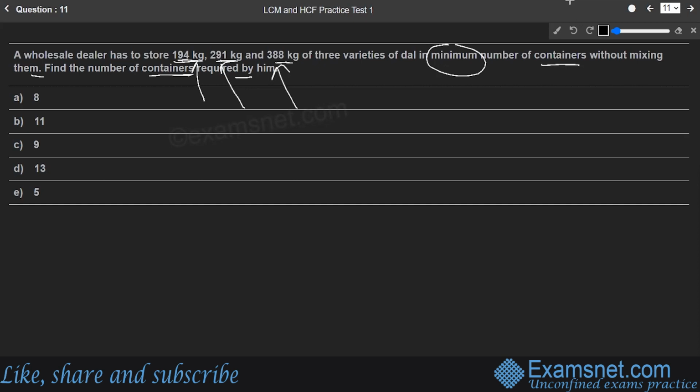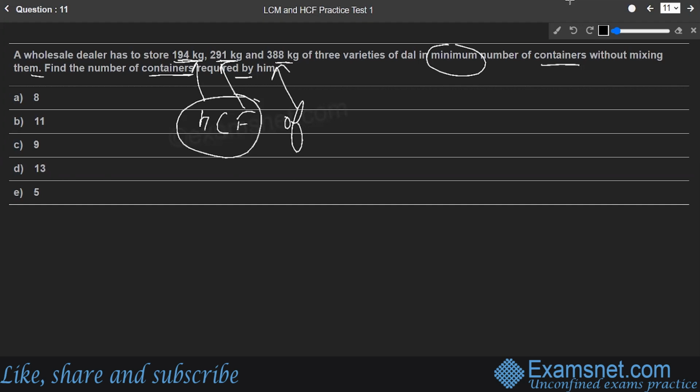So what is that divisor? We are looking for a divisor which can divide all three numbers. Divisor is nothing but factor. So clearly we are looking for the HCF of these three numbers. The HCF of these three numbers can be found by a simple method.